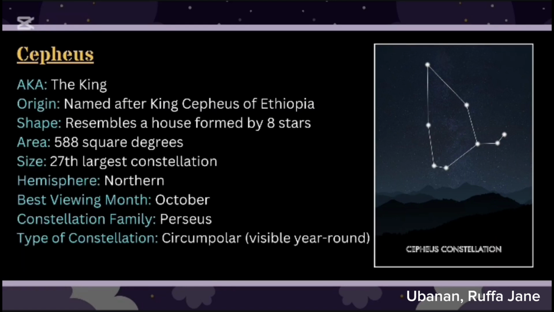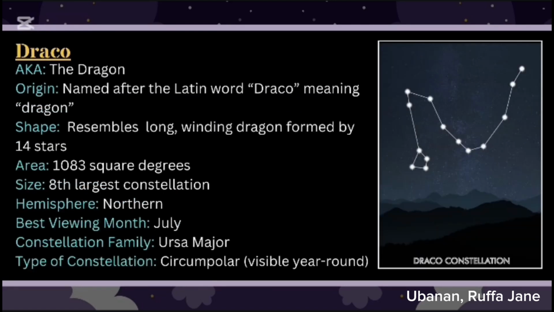The third is Draco, also known as the Dragon, a constellation named after the Latin word Draco, meaning dragon, because its shape resembles a long, winding dragon in the sky. The ancient Greeks and Romans saw these patterns of stars and named it after the mythical creature. Again, its shape is like a long, winding dragon formed by 14 stars, making it one of the largest and most prominent constellations in the northern sky.